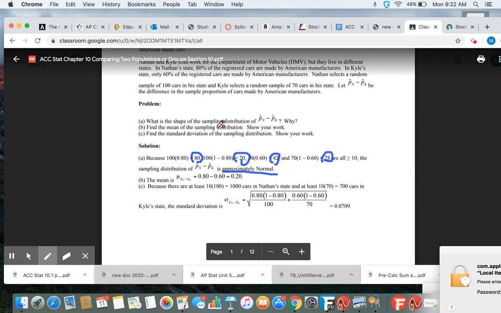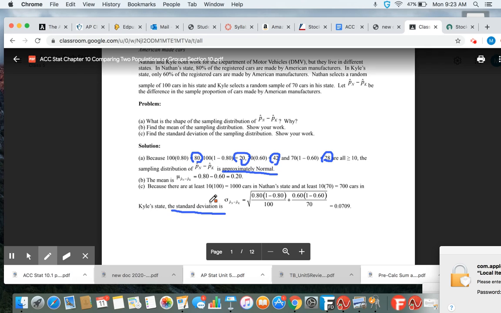Find the mean of the sampling distribution. Well, the mean would just be the difference of Nathan's state minus Kyle's state, right? That makes sense. The average difference in the two proportions of American-made cars in both Nathan and Kyle's state. So just 0.8 minus 0.6. And finally, the shape. I'm sorry, not the shape of a sampling distribution. It would be the spread of it. All right. So we got the shape, the mean, and then the spread.